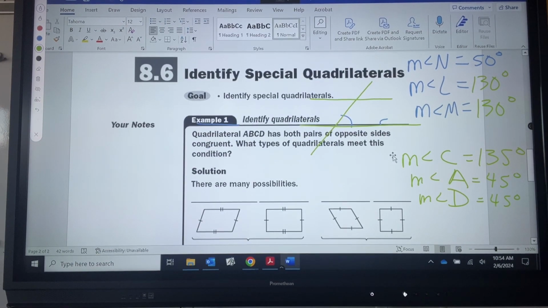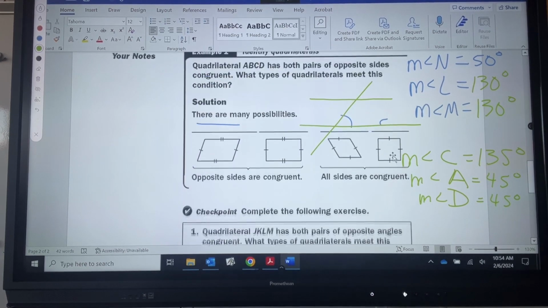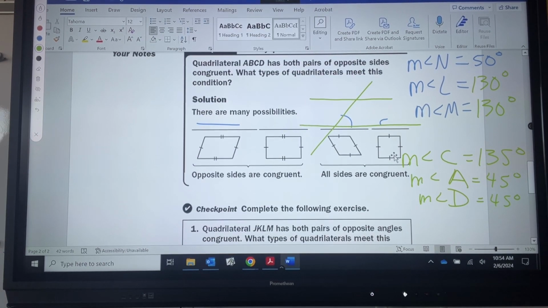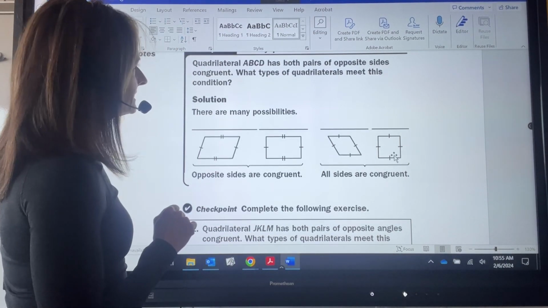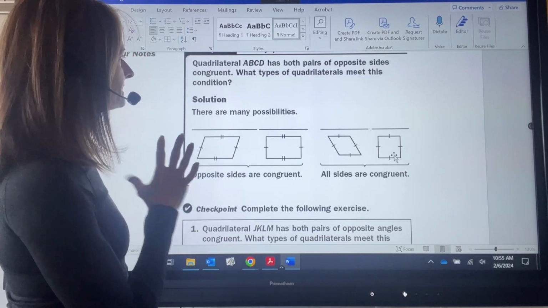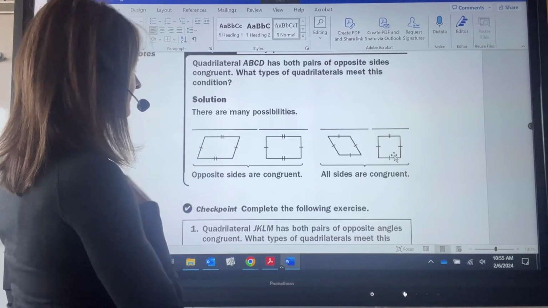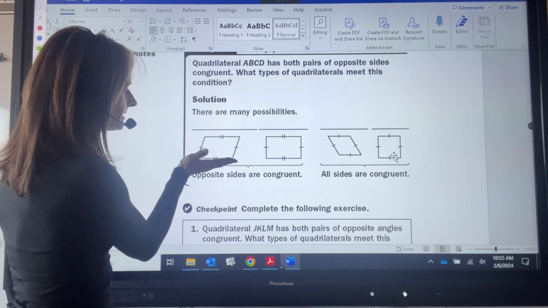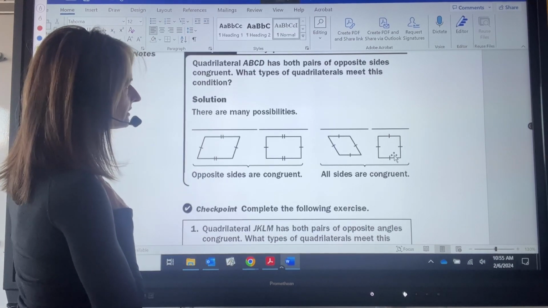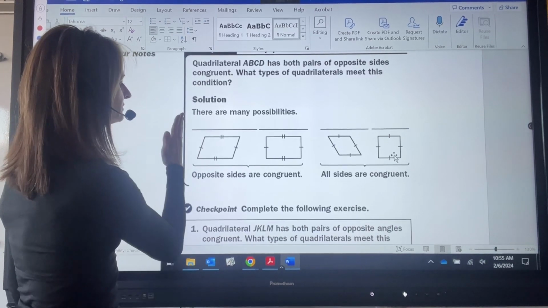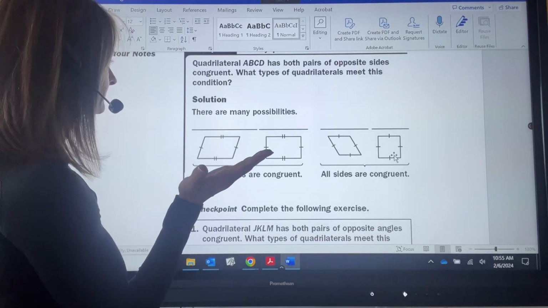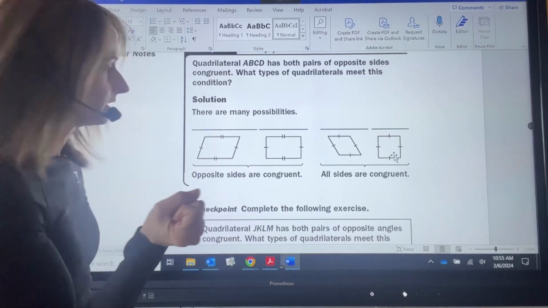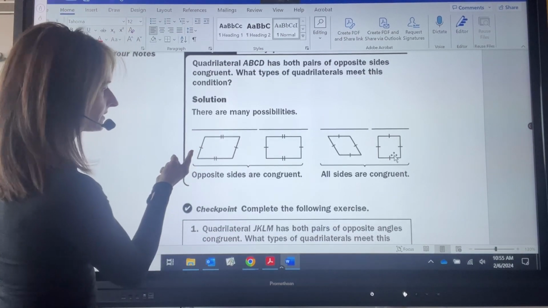Now we're going to identify special quadrilaterals. And there we go. So quadrilateral ABCD has both pairs of opposite sides congruent. Both pairs of opposite sides. These two sides are opposite each other and they are congruent. And these two sides are opposite each other and congruent. What type of quadrilaterals meet this condition? Well, we've got here a parallelogram.